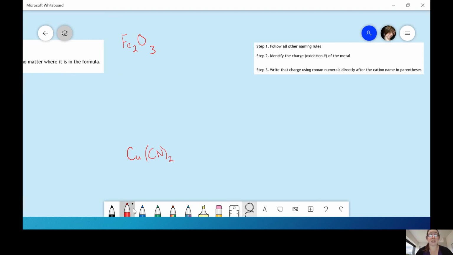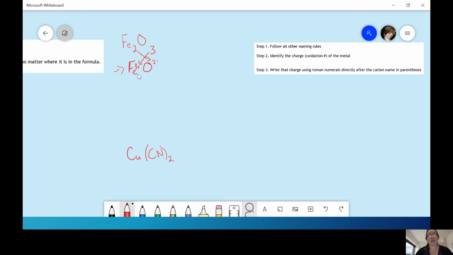And what we're going to do is reverse the crisscross that you would normally do to write the formula. So we're going to take our Fe and our O here, and we're going to crisscross those numbers. So Fe has a 3+ charge. And then, of course, O has a 2-, but that doesn't matter so much. We really just need to know what's the charge of this one.